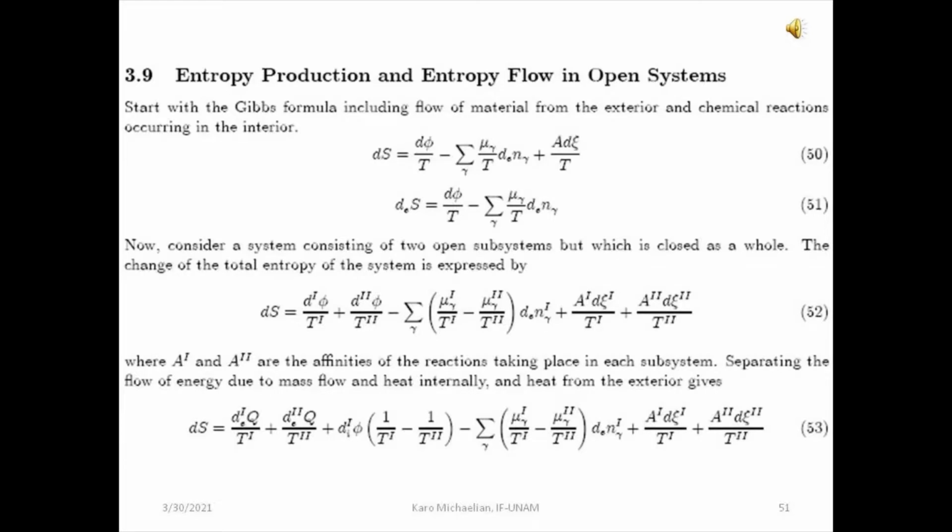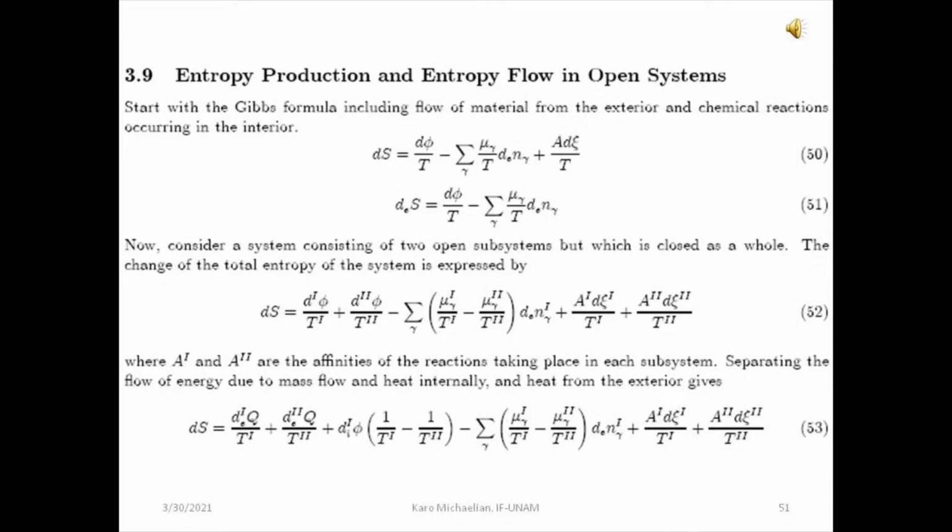Now let's consider the case that we have an open system and we study the entropy production due to the flow of matter and heat from the external environment, allowing chemical reactions to be occurring within the system. So therefore the Gibbs equation for this system is just dS, the change in entropy, is equal to dΦ over T. Remember, Φ is the energy which is being brought in to the system or given out to the environment.